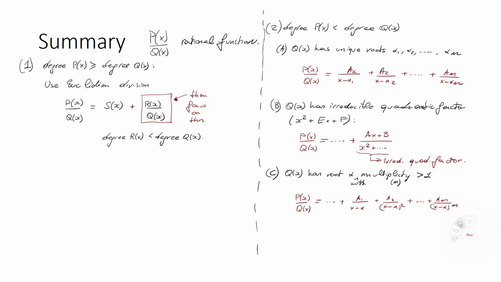And throughout all of this, you have to keep in mind that these three cases can happen concurrently, at the same time. So you could have a q of x that has some unique roots, some quadratic factors that are not reducible, and some roots with higher multiplicity. And what you do in that case is you just add the terms that you need for the different partial fraction expansions.